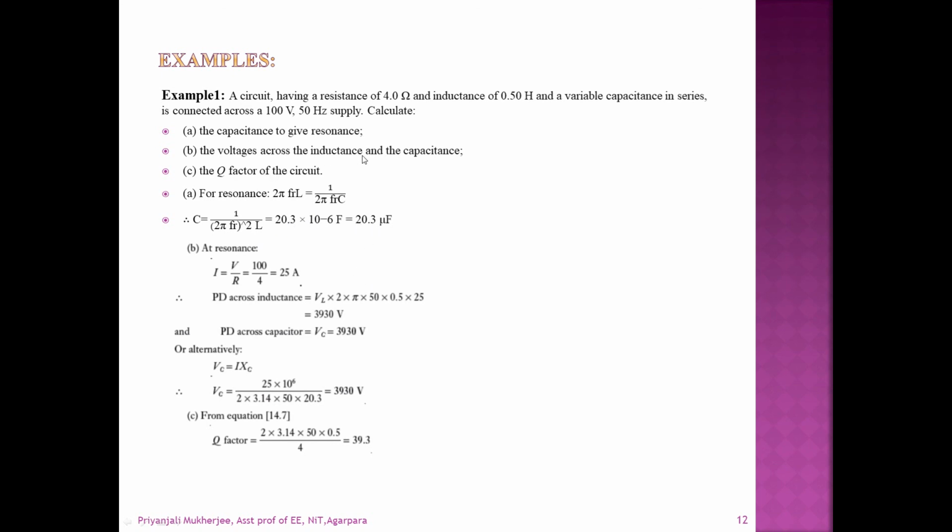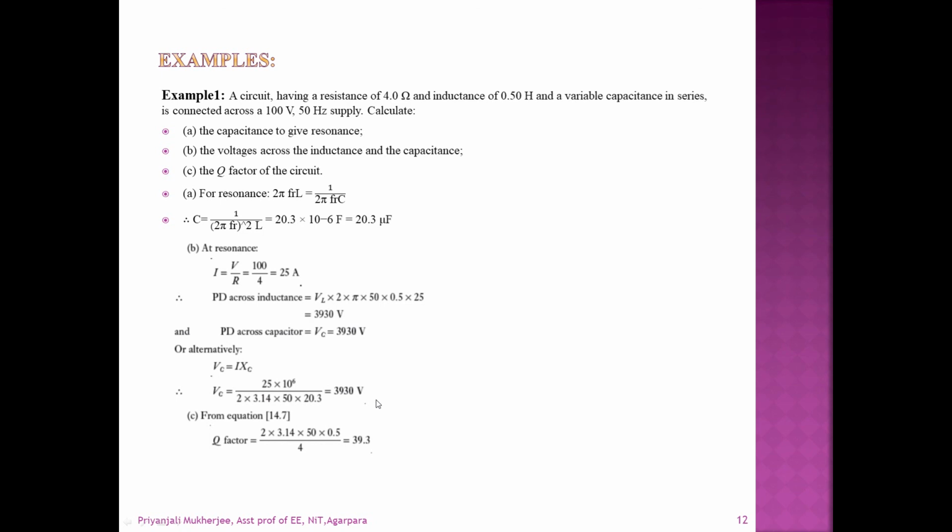Next is the voltage across inductance and capacitance at resonating condition, and we know at resonating condition VL is equal to VC. So using the same formula, VL becomes 3930 volt, and as VL is equal to VC, VC is also 3930 volt. Or we can use the formula VC is equal to I into XC. In both ways, we can find out the voltage across the capacitance and the inductance.